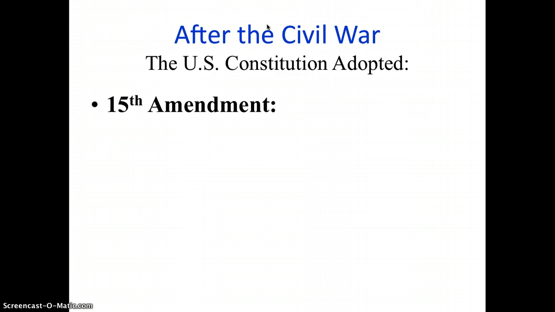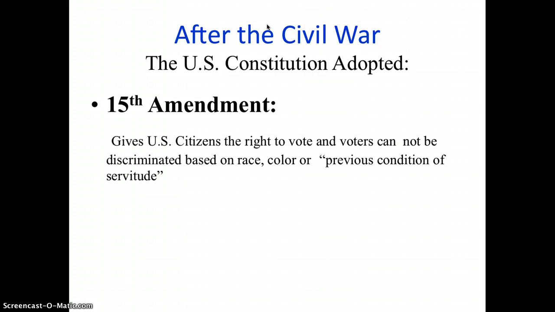The last slavery amendment was the 15th Amendment. This was now adopted into the Constitution as well. This gives U.S. citizens the right to vote, and voters cannot be discriminated against based on race, color, or previous condition of servitude.